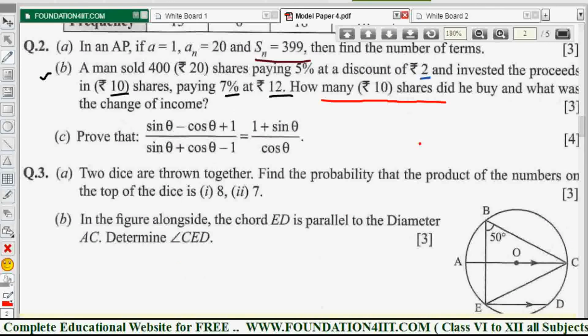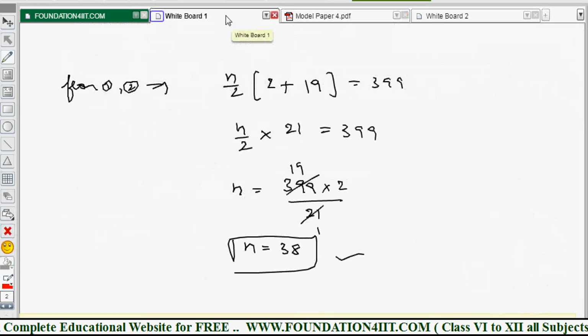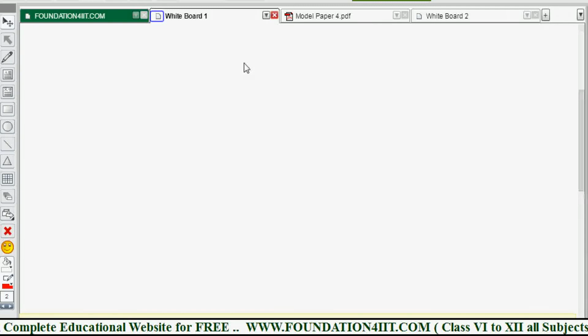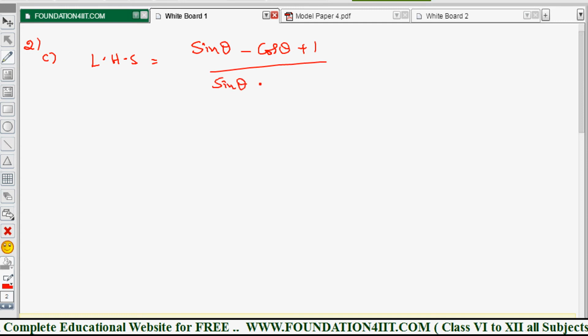And next one is from trigonometry. We should take LHS and we have to prove the RHS. (sin theta minus cos theta plus 1) by (sin theta plus cos theta minus 1) is equal to (1 plus sin theta) by cos theta. Let us take the LHS and apply trigonometric formulas. We will prove the RHS for this second question. So let us take the left hand side. The value is given: sin theta minus cos theta plus 1 by sin theta plus cos theta minus 1.